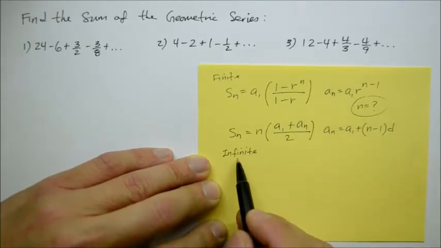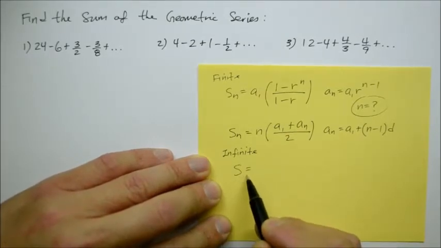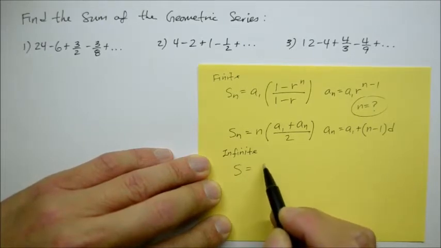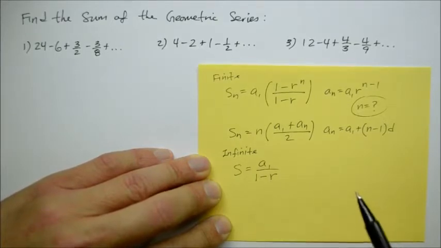And for the infinite geometric series, the general rule is the sum s is equal to, and there's no more n because we don't need it anymore. It's infinite. It is equal to a sub 1, the first term of the series, divided by 1 minus the common ratio r. That's it.